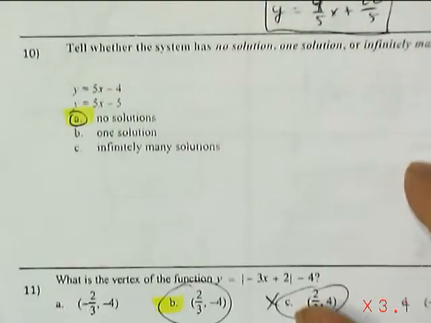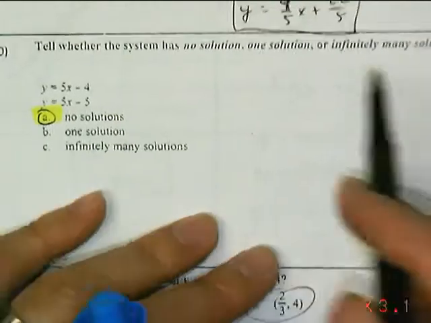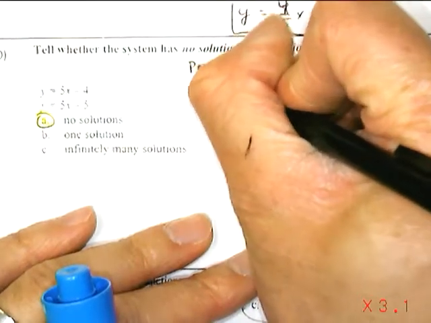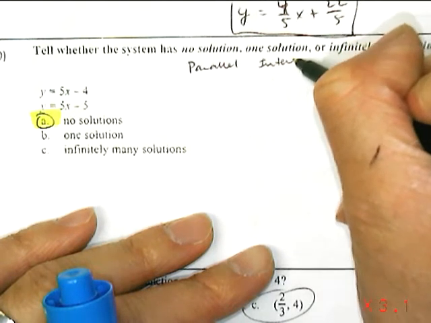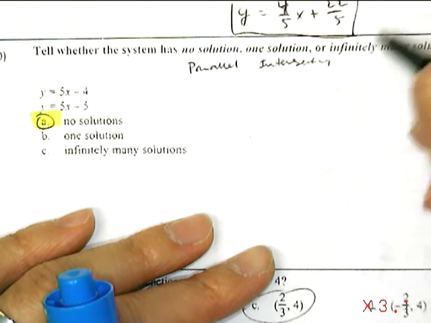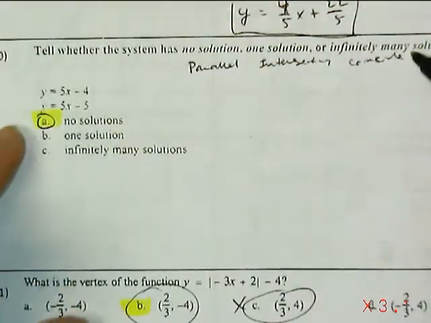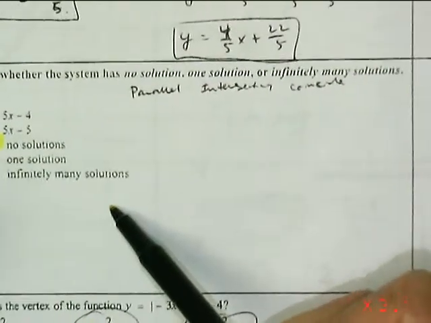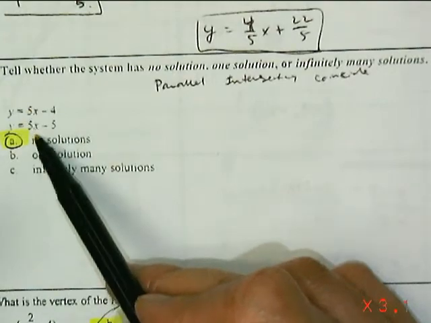Question number 10. Tell whether the system has no solution, one solution, or infinitely many. So no solution means that they're going to be parallel. One solution means that they're intersecting lines. Infinitely many means they are the same line or coinciding lines, which means they essentially have the same slope and the same y-intercept. So I'm looking at this problem here, and I notice that my slopes are the same.